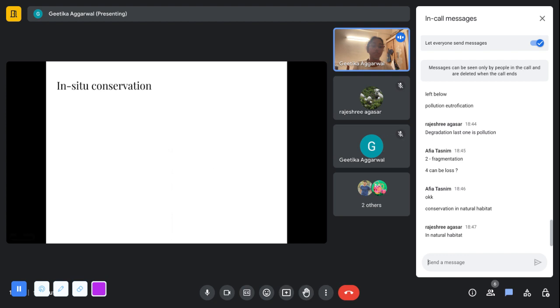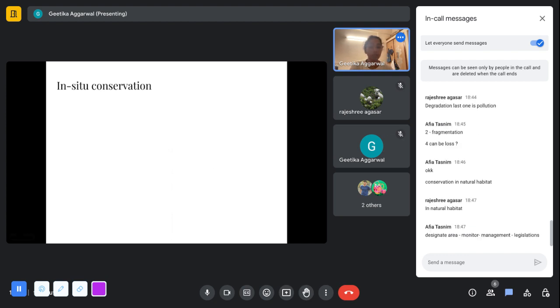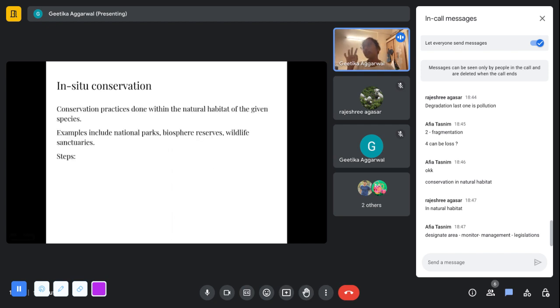Or what are the various steps that we follow before setting up a national park? You designate the area, you monitor management legislations. Okay, so you're correct. So, in situ conservation basically are the conservation practices that are done within the natural habitat, as you already mentioned, of the given species.